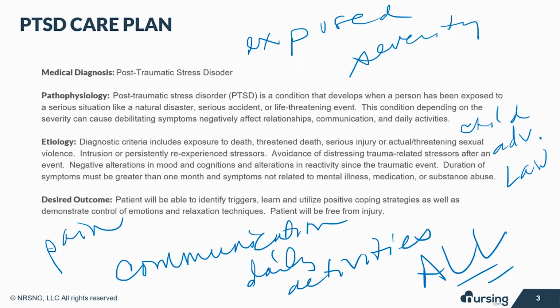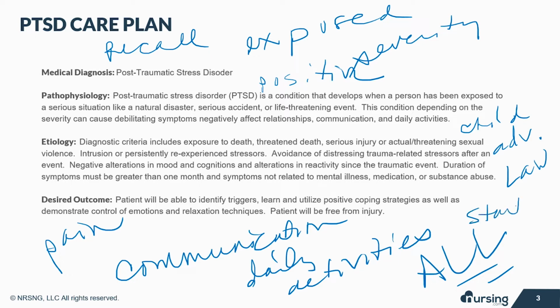Additional criteria includes negative alterations in mood and cognitions that began or got worse after the initial event, which includes two of the following: inability to recall key features of the event, persistent negative beliefs, persistent distorted blame, persistent negative emotions, significant lack of interest, feeling of alienation, inability to experience positive emotions.